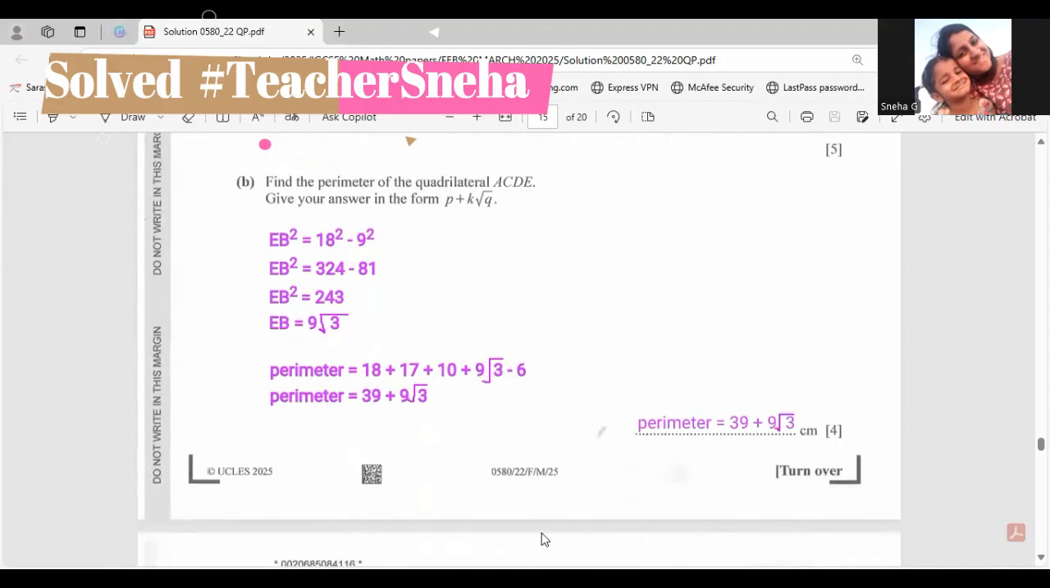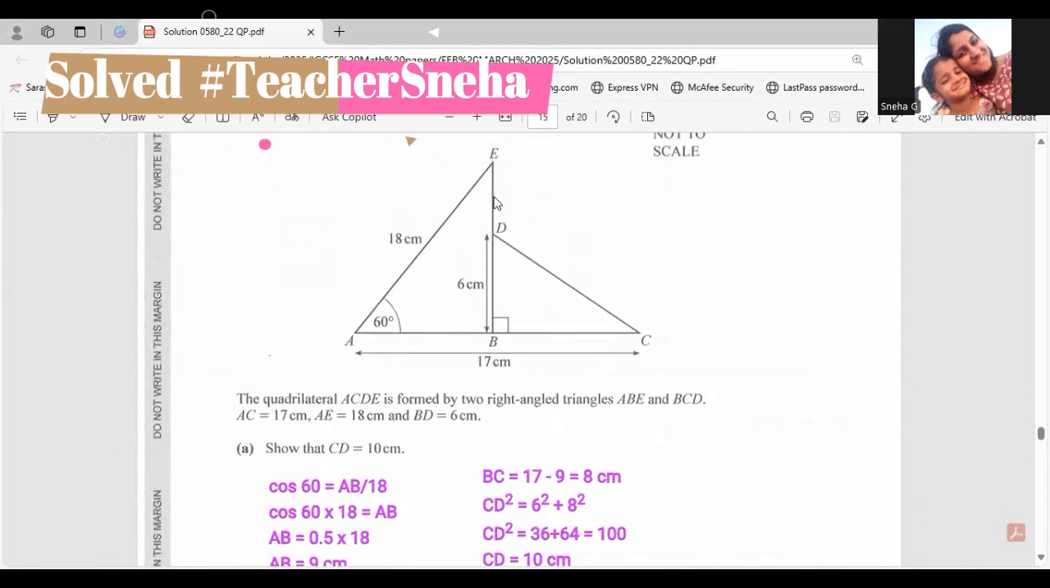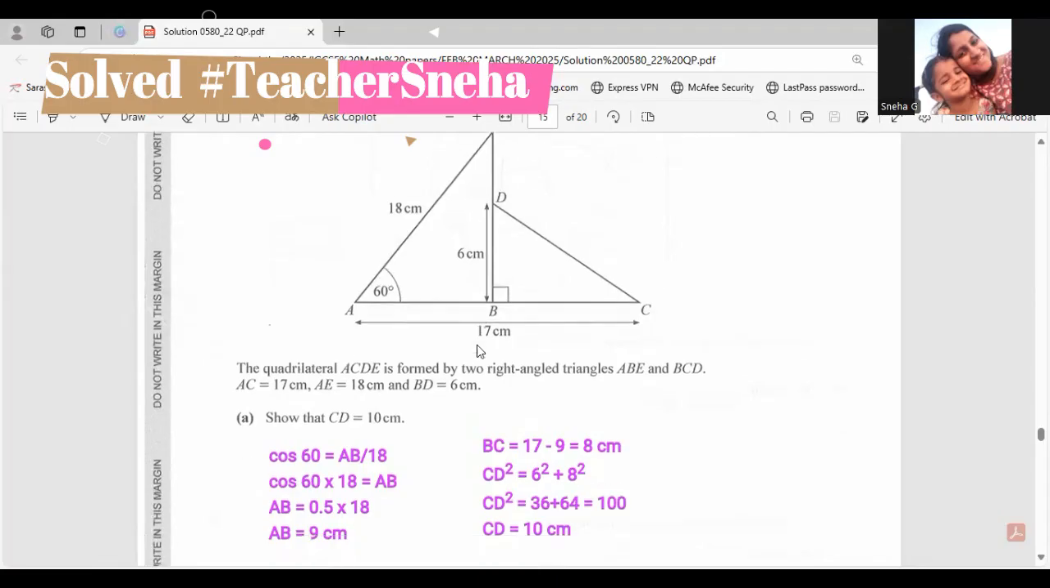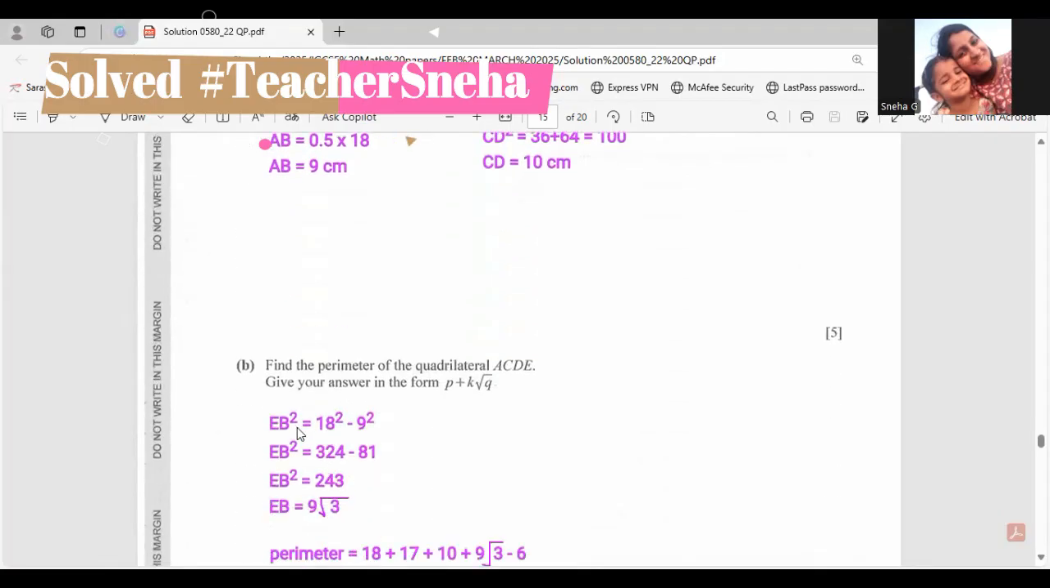Moving further to part B of this question, you have to work out the perimeter of the quadrilateral. Firstly, you need to work out the length of the side EB, which you can again work out using the Pythagoras theorem. In the right angle triangle ABE, AE is the hypotenuse, which is 18, and AB we worked out as 9 centimeters in the first part. On substituting, EB squared is hypotenuse squared minus 9 squared, which is 324 minus 81, which is 243. On simplifying, EB is 9 root 3.